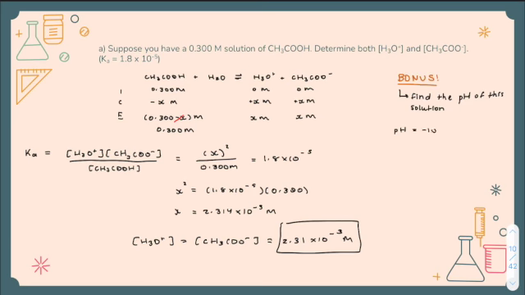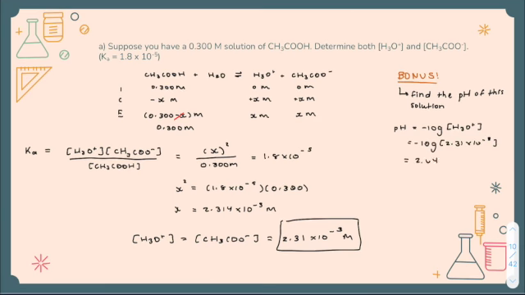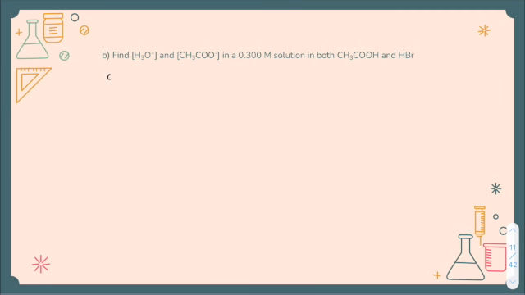Now to find the pH of this solution, we take the negative log of that concentration, which will give us a final pH of 2.64. So for part B of the problem, we'll look at how the ionization of acetic acid is affected by the addition of hydrobromic acid. We'll start off this question similar to the previous one.